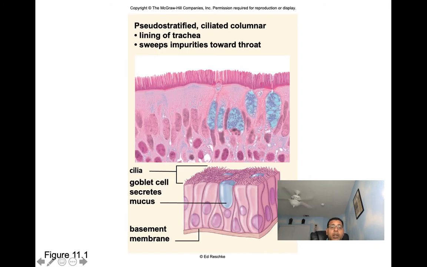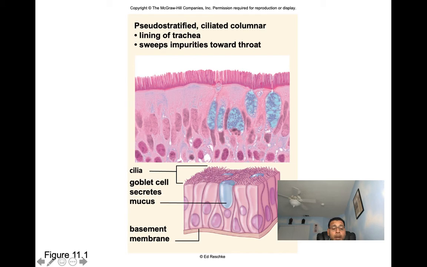Next, we can see we also have pseudostratified ciliated epithelium. Pseudostratified ciliated epithelium is going to be found lining our trachea, our windpipe. And its function is to sweep impurities towards the throat, where then they could be removed by coughing. These cells also have goblet cells found in between them. And these goblet cells are mucus-secreting cells. Next, then, let's move to our glands.